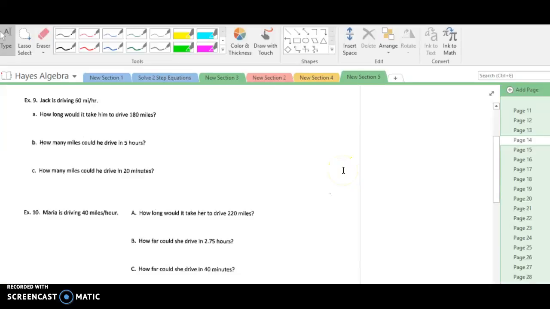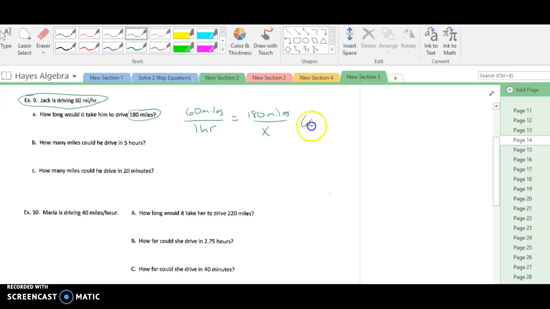All right, Sammy. So number 8 in the homework kind of uses the concept of example 9 here. I'm going to go there, and you kind of have to put everything together and make a conclusion on what you think, right? So if Jack is driving 60 miles an hour, how long would it take him to drive 180 miles? So what you have to understand is 60 miles in 1 hour is equal to 180 miles in how long? So I don't know that, right?